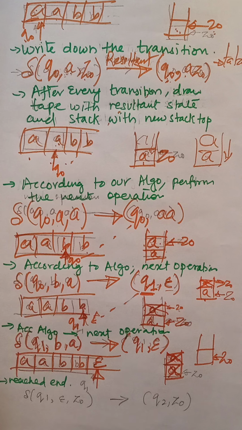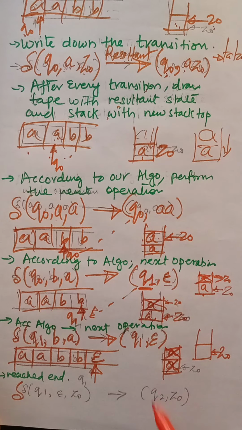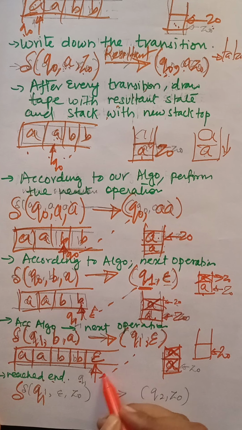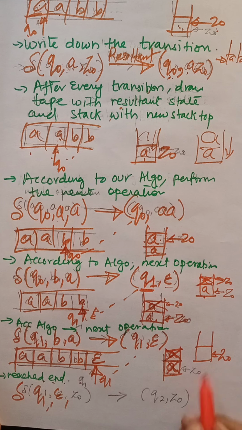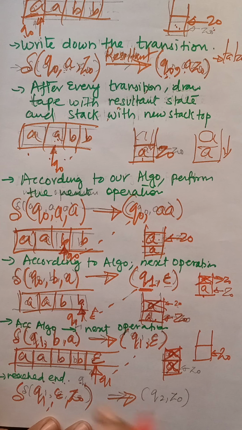Now the same situation we are going to write again. What was the resultant state? The resultant state we are going to write here is q1. Here also q1, with the end of the stack and the end of the string, and the top of the stack is presenting Z0. And that is the end of our operation, because nothing is remaining.